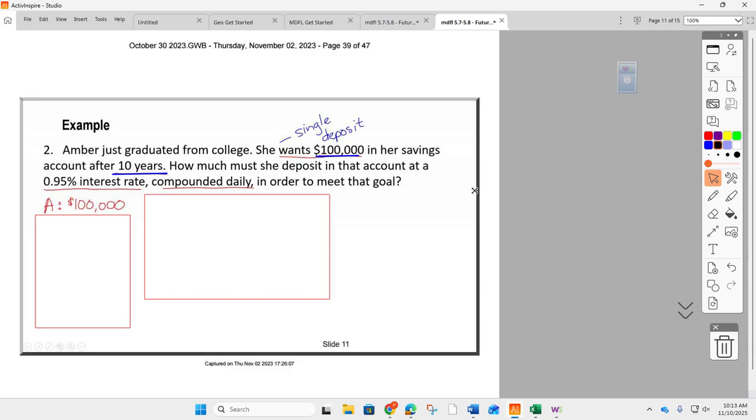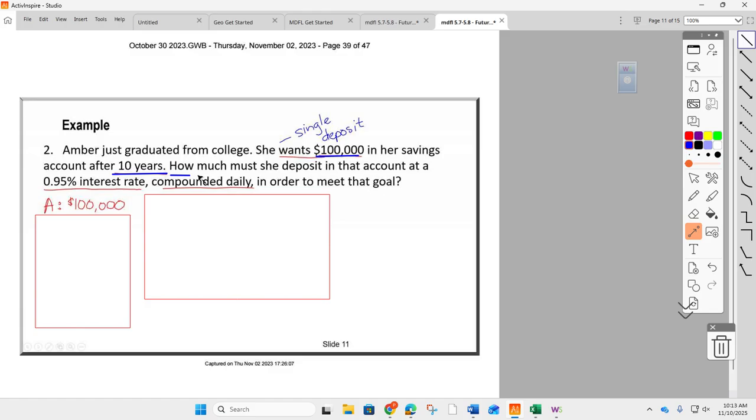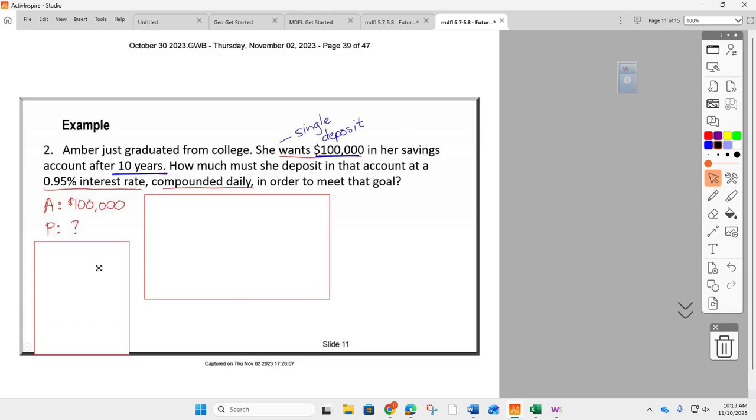How much must she deposit? That question tells us which formula to use. How much must she deposit in that account? It doesn't say how often she would deposit it, so that means it's a one-time deposit, right? So we want to know what that would be. This interest rate is going to trick you up. Anytime there's an interest rate with a decimal in it, kids want to just leave it at 0.95, but it's not. 0.95 divided by 100, remember, 0.0095.